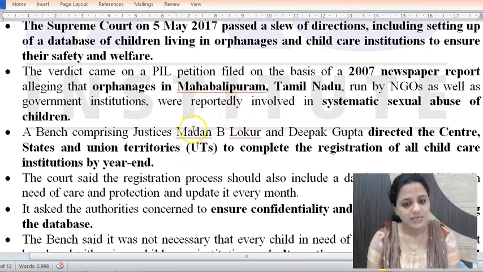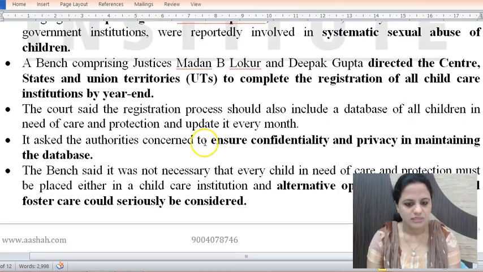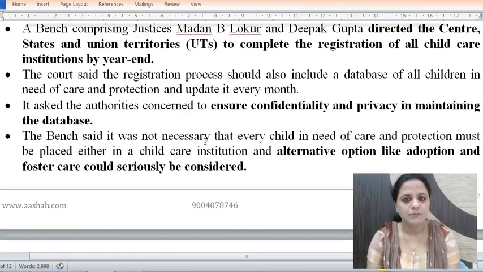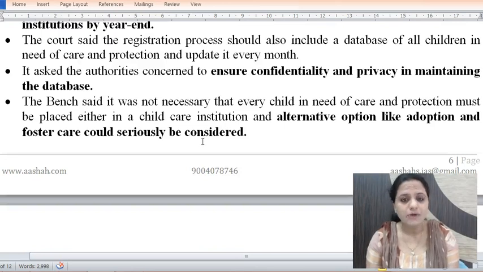The center, states and union territories have all been directed by the Supreme Court to complete the registration of all childcare institutions by the end of 2017. The database has to be provided also, and alternative options like adoption or foster care should be seriously considered for these children.